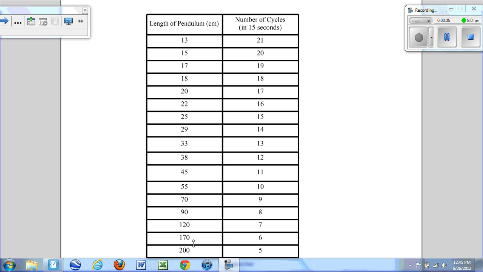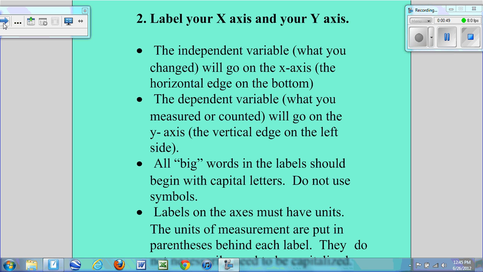Compared to when the length of the pendulum was 200 centimeters, then the number of cycles in 15 seconds was only 5. Once you have completed your data table, then you are ready to move on to the next step of making a line graph. Step number 2 is to label your x-axis and your y-axis.